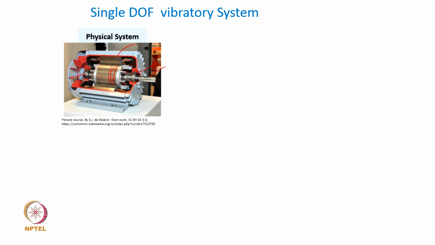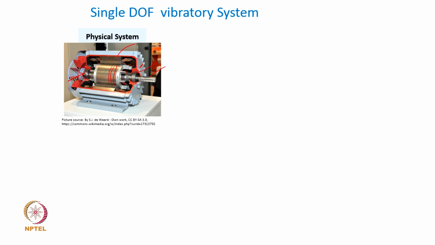You can see that these are the 2 bearings on which this rotor is supported, and the outer race of this bearing is firmly held in the stator frame. Under the electromagnetic field, the rotor spins at a constant speed depending upon the electric field applied, and so on.